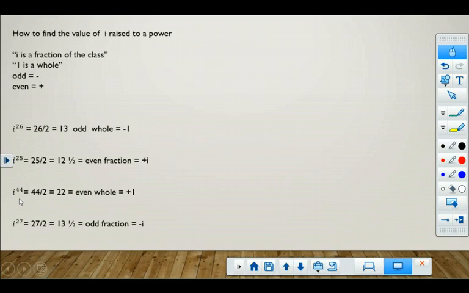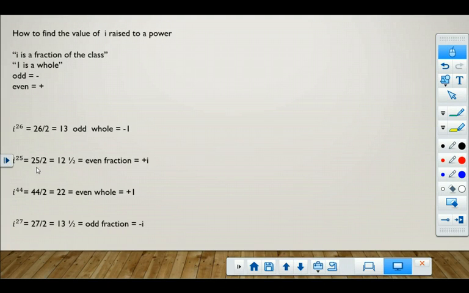Here's the alternative for that. i to the 44. 44 divided by 2 is 22. Whole number, your answer is going to be 1. Even, it's going to be positive 1. So if you multiply these, i times i, i times i, i times i, 22 times, if you do all the math, you're going to get a positive 1.